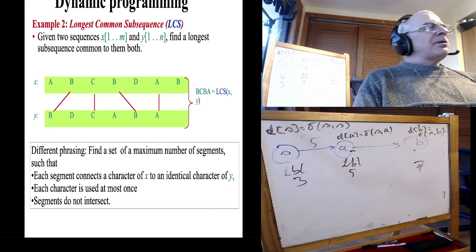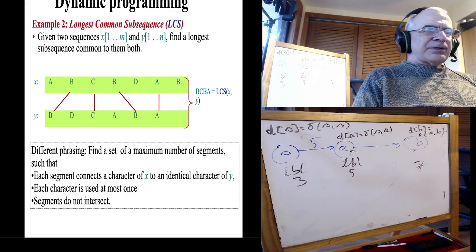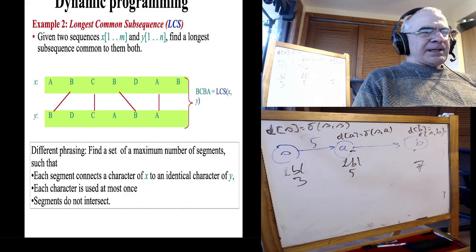What about the longest common subsequence? Anybody knows longest common subsequence? LCS.